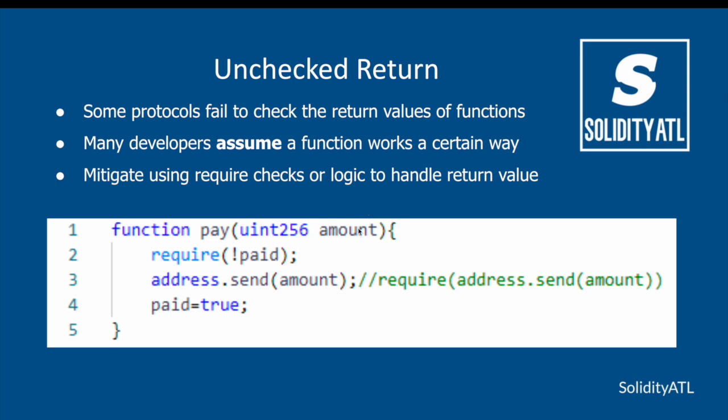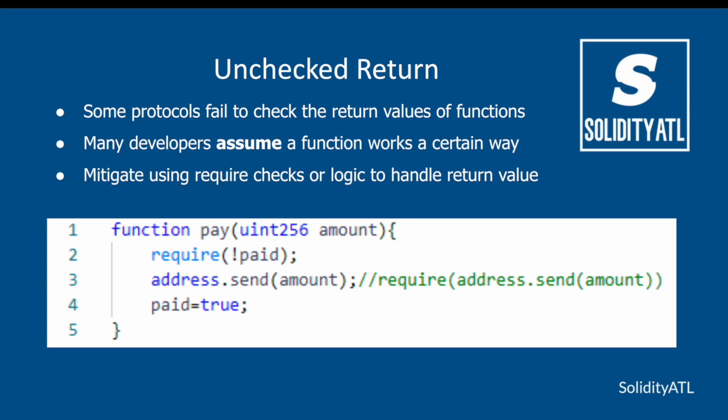Okay, next we're going to talk about unchecked returns. It's a really huge issue that protocols miss this easy vulnerability. Some protocols fail to check the return values of functions. This is a huge problem because many developers assume that a function works a certain way, but they don't necessarily understand what is actually happening behind the scenes when that function is run.